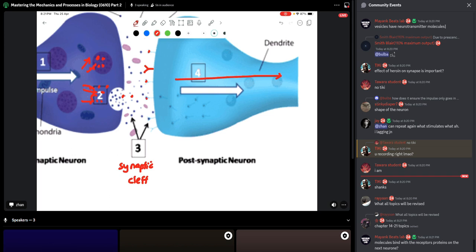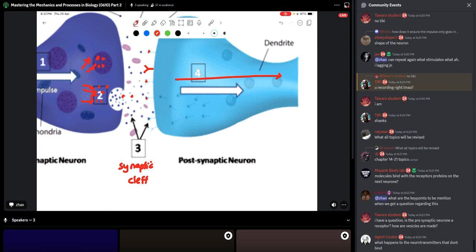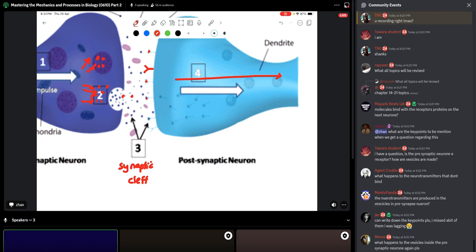Any questions? The effect of heroin on the synapse is removed from the syllabus. Molecules bind with receptor proteins on the next neuron: it's the neurotransmitter that binds to the receptor protein. That's correct. What happens to the neurotransmitter that doesn't bind?